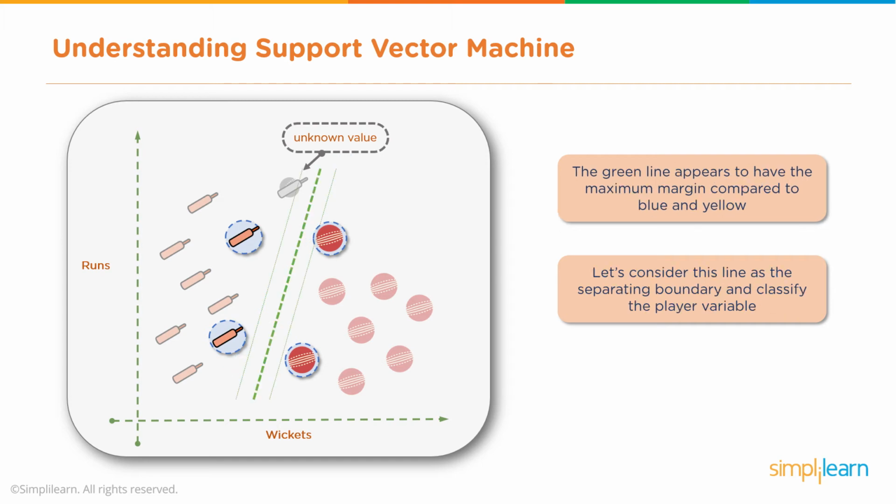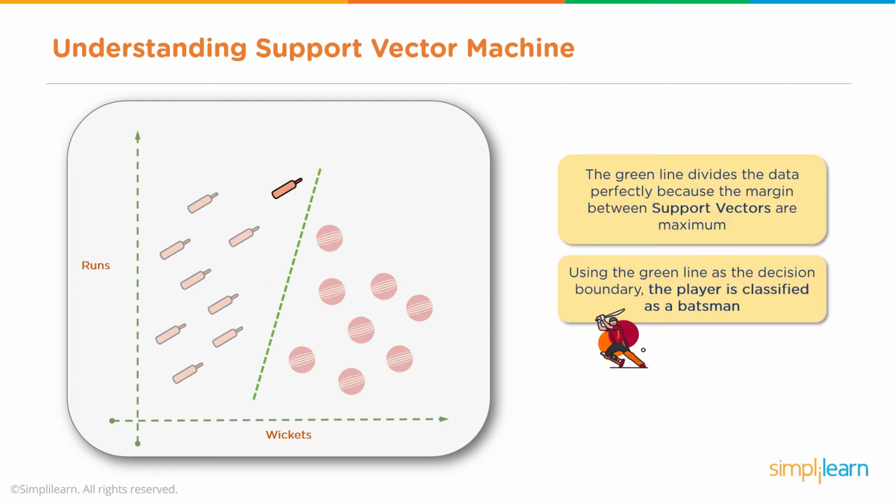We would continue doing this, and obviously a computer does it much quicker than a human being, over and over and over again until we found the correct decision boundary with the greatest margin. And in this case, if you look at the green decision boundary, the green line appears to have the maximum margin compared to the other 2. And so let's consider this the boundary of greatest margin. And now classify our unknown data value, and now clearly it belongs in the batsman's class. The green line divides the data perfectly because it has the greatest margin, or the maximum margin, between the support vectors. And now we can have confidence in our classification that the new data point is indeed a batsman.